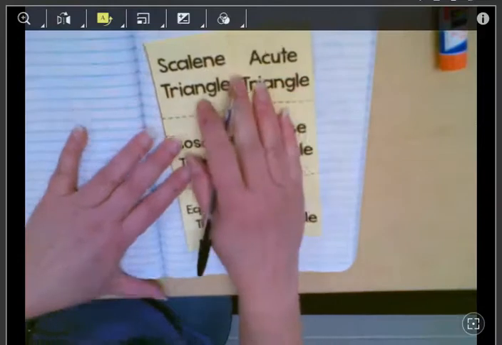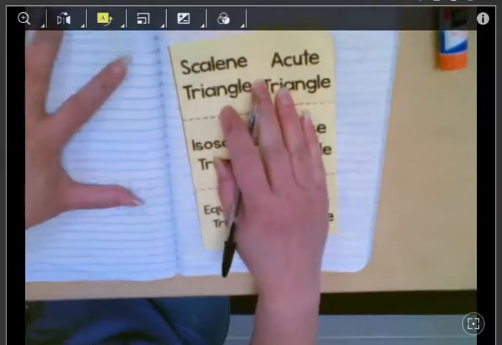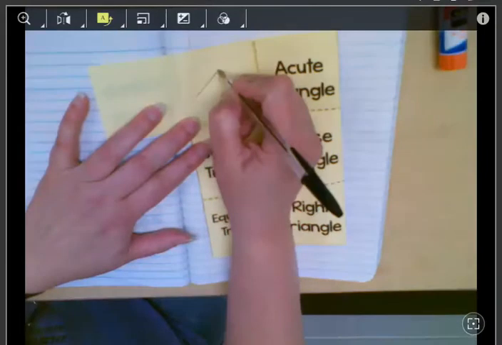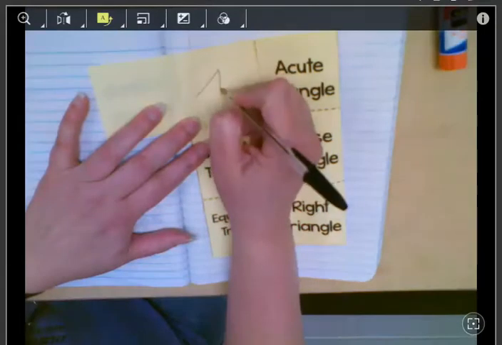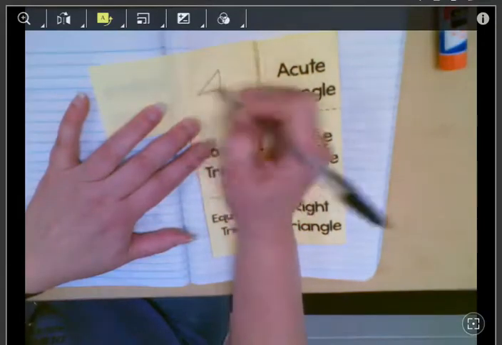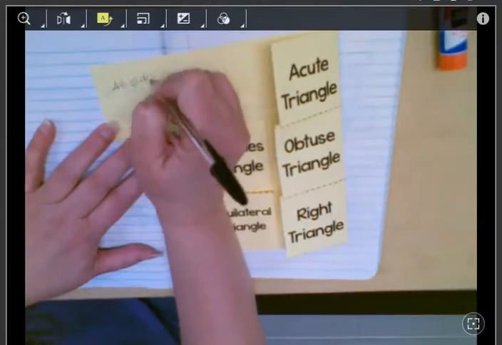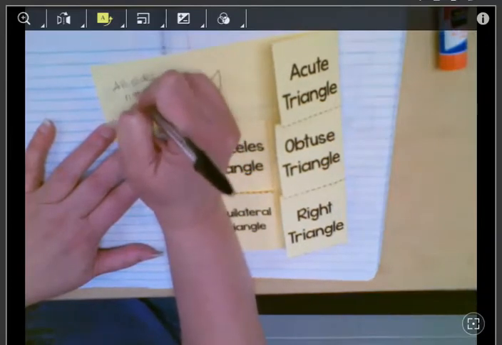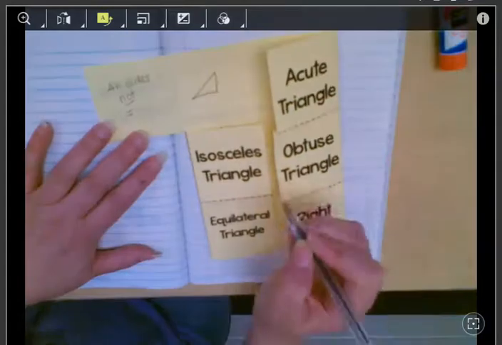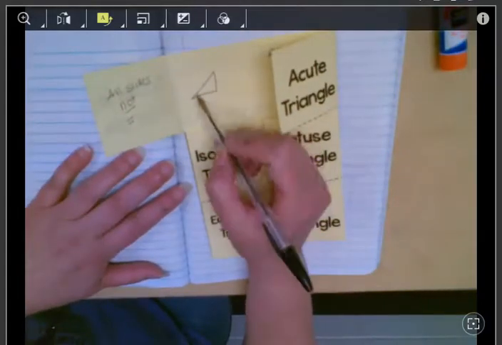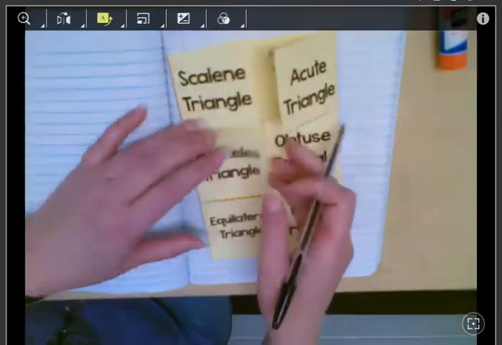Then on the scalene side, we're talking about side lengths. So none of the side lengths would be the same. A scalene triangle would be something like this, and I'm kind of drawing it first versus writing it, but all side lengths are not equal. Okay? So you're going to have no tick marks on it.